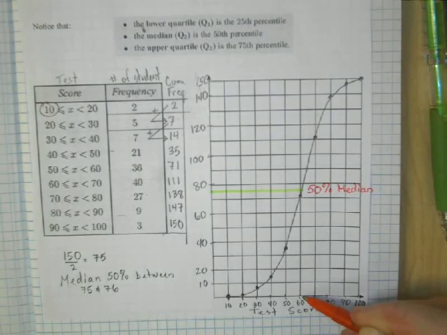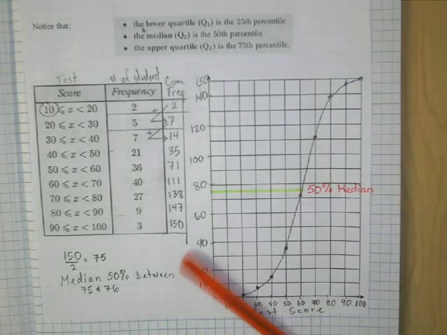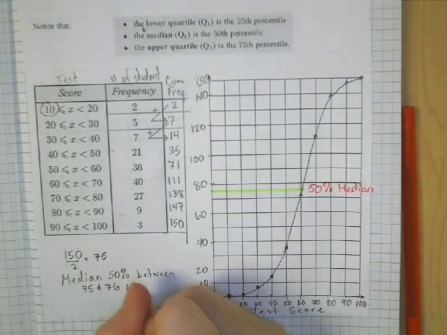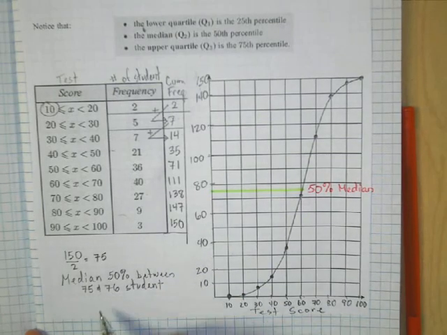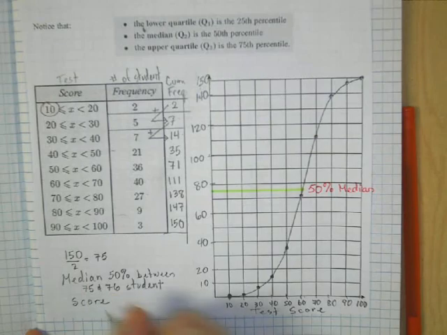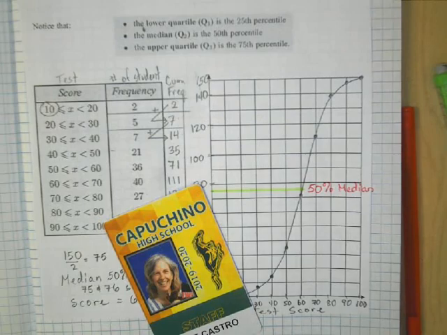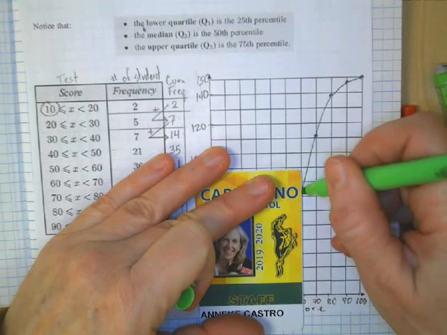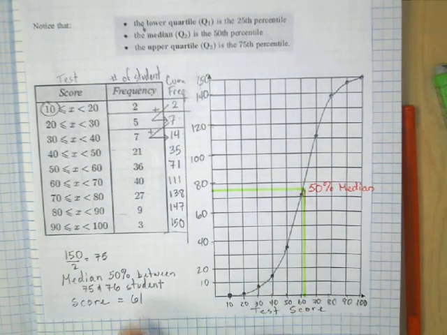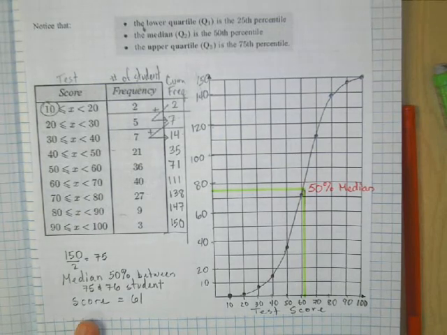So the median is between the 75th and 76th student, and the score is equal to like 61. We can take this and go straight down to read off the x value. If we take that down, read off the x value, that's about a score of 61. So our median score is 61. It's between the 75th and 76th student.